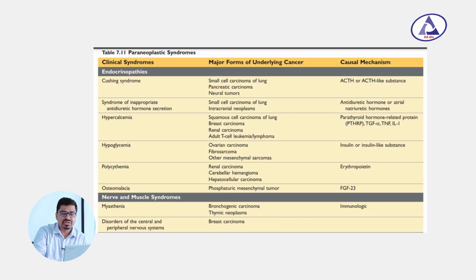Clinical syndrome, endocrinopathies: Cushing syndrome, major forms of underlying cancer: small cell carcinoma of the lung, pancreatic carcinoma, neural tumors. Syndrome of inappropriate antidiuretic hormone secretion: small cell carcinoma of the lung, intracranial neoplasm. Hypercalcemia: squamous cell carcinoma of lung, breast carcinoma, renal carcinoma, adult T cell leukemia or lymphoma. Hypoglycemia: ovarian carcinoma, fibrosarcoma, other mesenchymal sarcomas. Polycythemia: renal carcinoma, cerebral hemangioma, hepatocellular carcinoma. Osteomalacia: mesenchymal tumor.